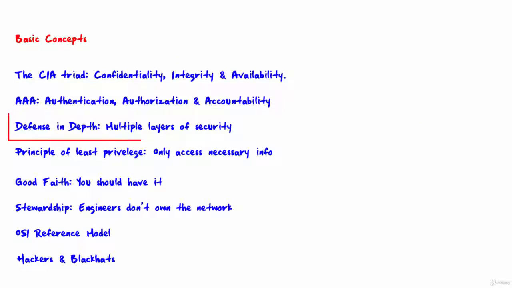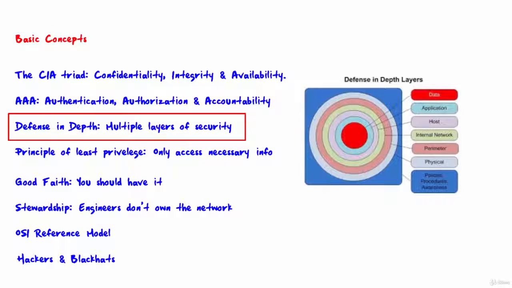The next concept is defense in depth. Multiple layers of security. Multiple layers of security are used to protect resources in the network. The idea is if one layer of security fails, another layer will still provide protection. A simple example is a server in a locked room. Even if an intruder succeeds in breaking into the server room, the intruder does not have access to the data on the server without a password.